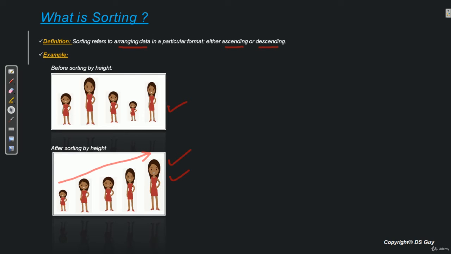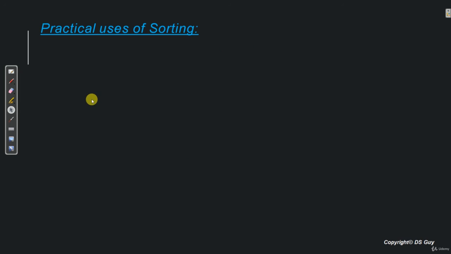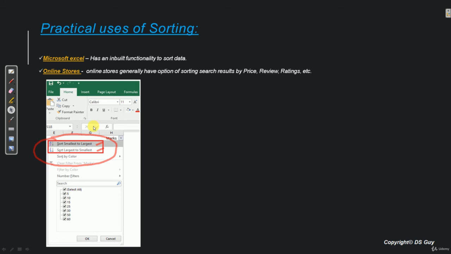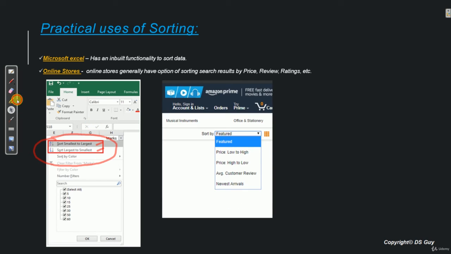Now let's see some practical examples of sorting. So one good example of sorting is Microsoft Excel. If you have ever used Microsoft Excel, you would have noticed that we have an option of sorting all the numbers in a given column either in ascending or in descending order. So depending on what we select over here, our entire data gets sorted in the appropriate order. Similarly, if we go to some online store like Amazon, then as you would have observed, we have an option of sort by. So we can sort by different conditions. So this is also one good example of sorting in the real world.